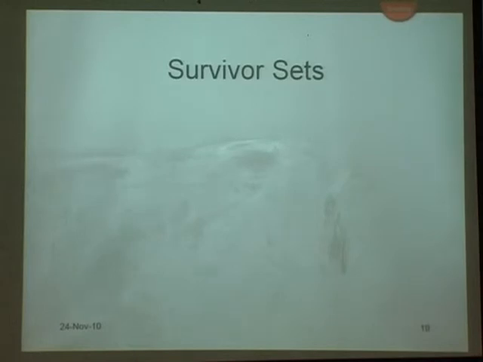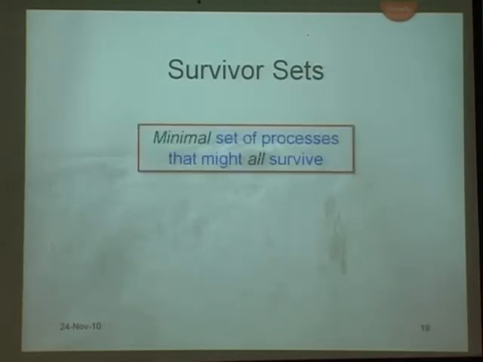So there's a dual notion to core size, which is survivor sets. Cores and survivor sets encode the exact same information, but they're in different forms, and sometimes it's convenient to use one and sometimes another one. A survivor set is a minimal set of processes that might all survive.